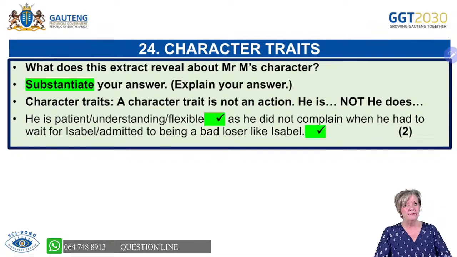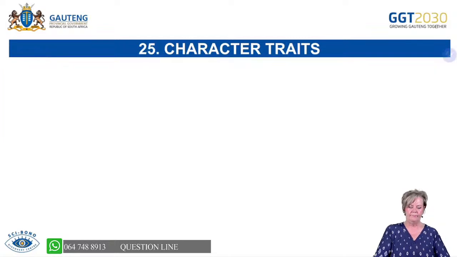He is patient, he is understanding or flexible, as he did not complain when he had to wait for Isabel. He admitted to being a bad loser, like Isabel as well. So there are two possibilities. And remember, the highlighted text shows you where the marks are allocated. So it is differentiated.